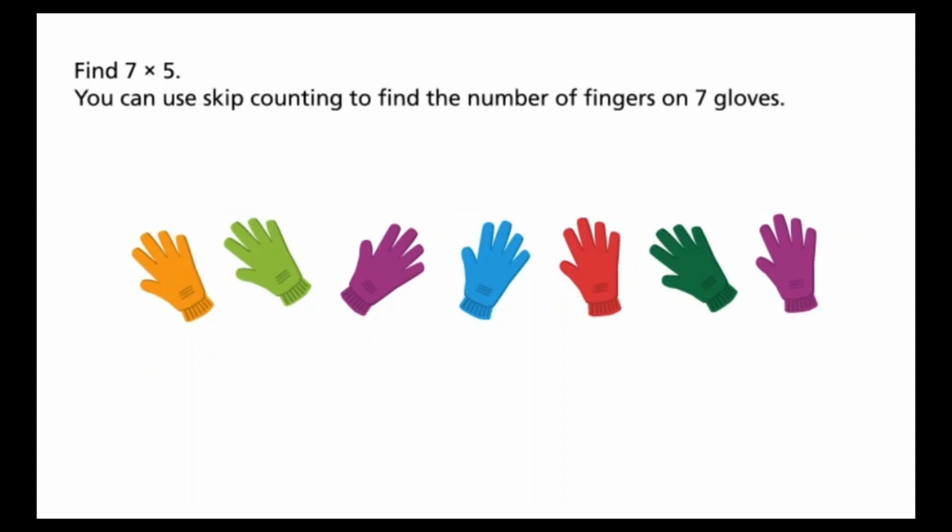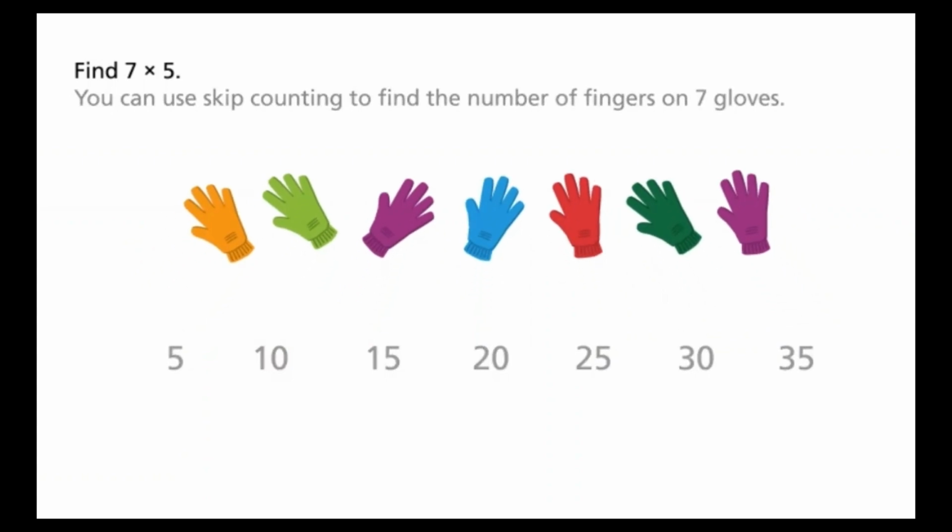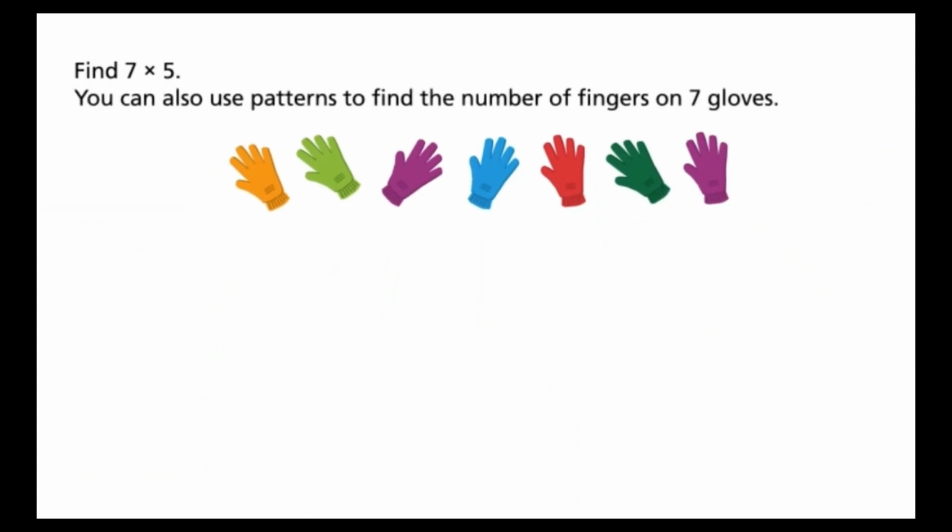You can use skip counting to find the number of fingers on 7 gloves. 5, 10, 15, 20, 25, 30, 35. You can also use patterns to find the number of fingers on 7 gloves.